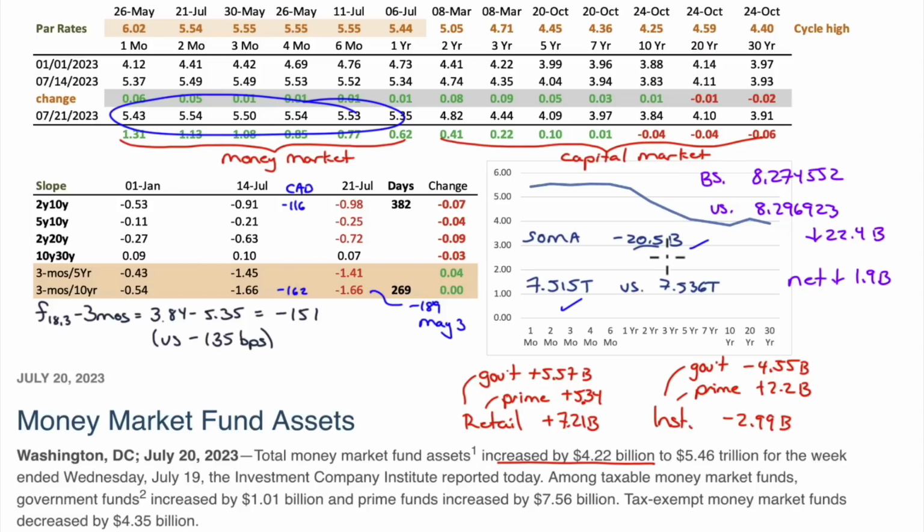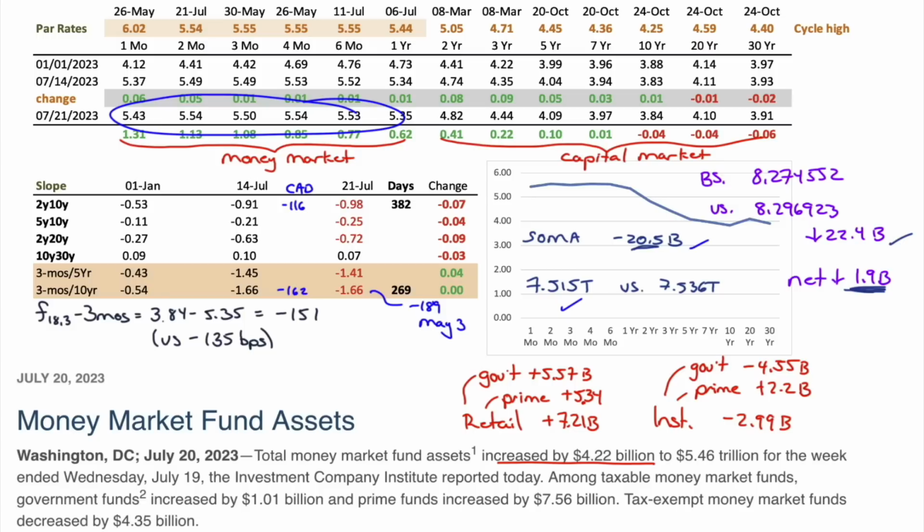Remember, now we still have the balance sheet running off, which acts as tightening, but at such a high level, I don't think that it's restrictive in the least. Balance sheet down 22.4 billion with the SOMA down 20.5. That means you also had a drop in the balance sheet of almost 2 billion.